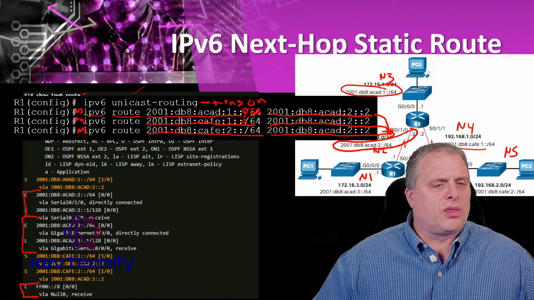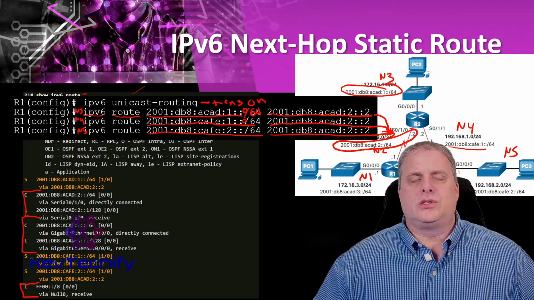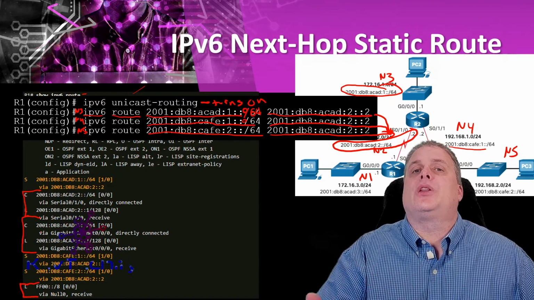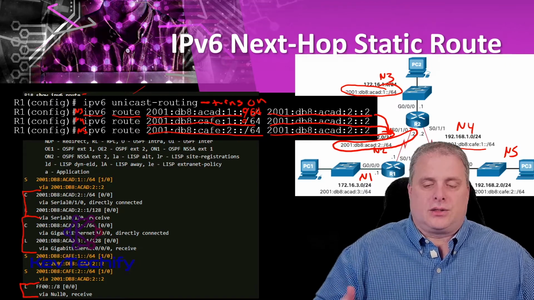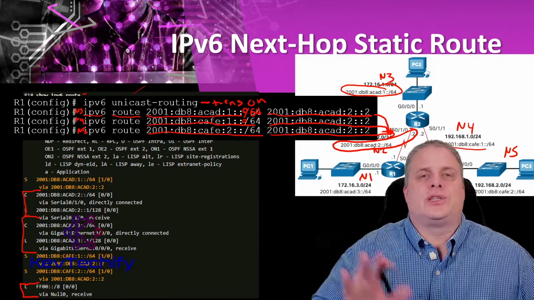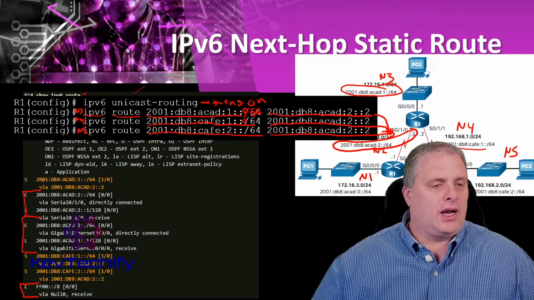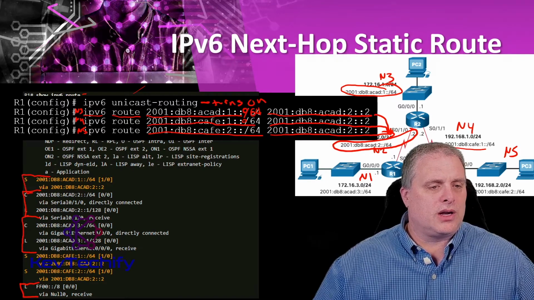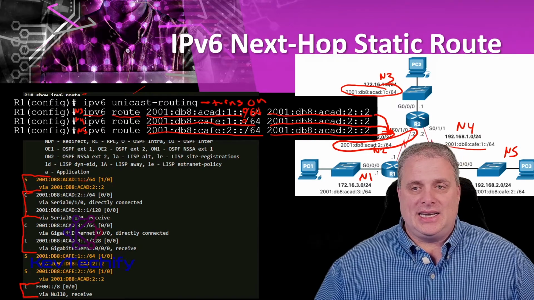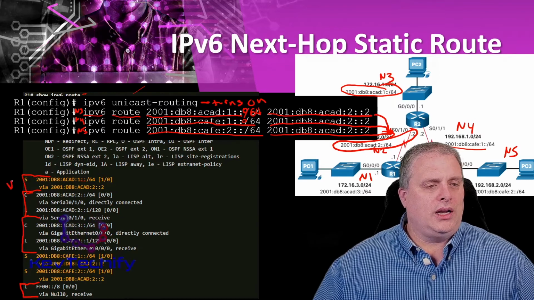Right here are our 3 different networks. Notice there's no parent-child because there are no classful addresses in IP version 6. Right here we have this network, 2001:DB8:ACAD. That's for our network 3.